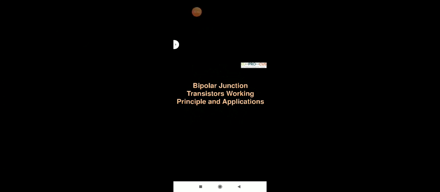So once again we try to discuss briefly the bipolar junction transistor working principle and the applications overview. Overall what we discussed in the four classes, we try to explain here with simple slides. So what is the bipolar junction transistor? The BJT was invented in 1948 by William Shockley, Walter Brattain, and John Bardeen, which has remolded not only the world of electronics but also our day-to-day life.